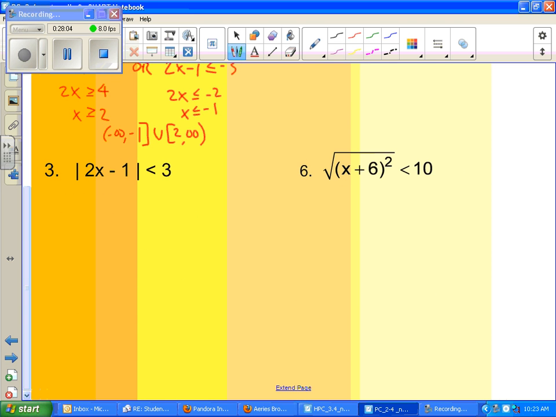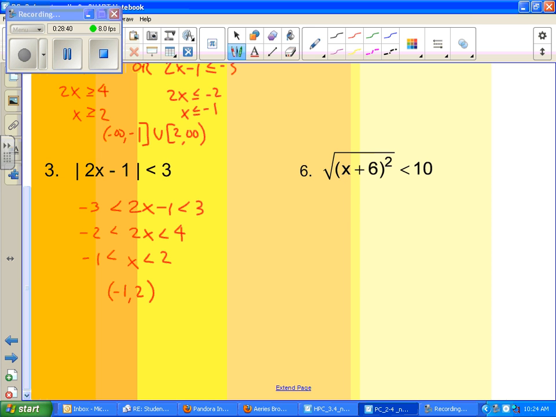Number 3, we have an AND problem. So we're going to set it up 2x minus 1 is less than 3, but it's also going to be greater than negative 3. And then move my 1 to both sides. So add 1 to both sides. Divide by 2. So there's the inequality notation, and the interval notation would be between 1 and 2.